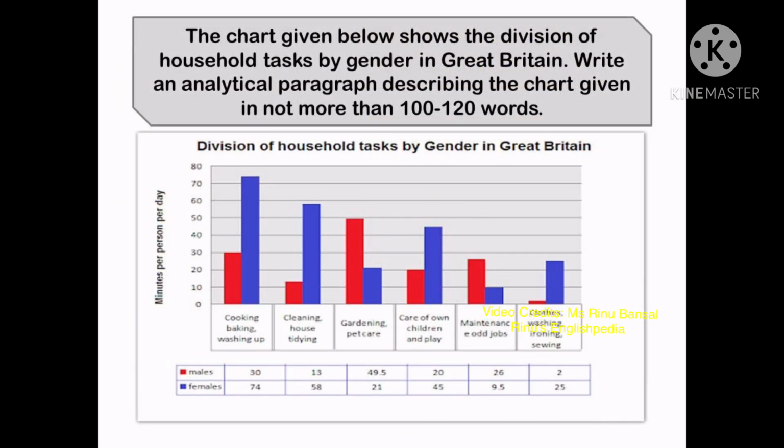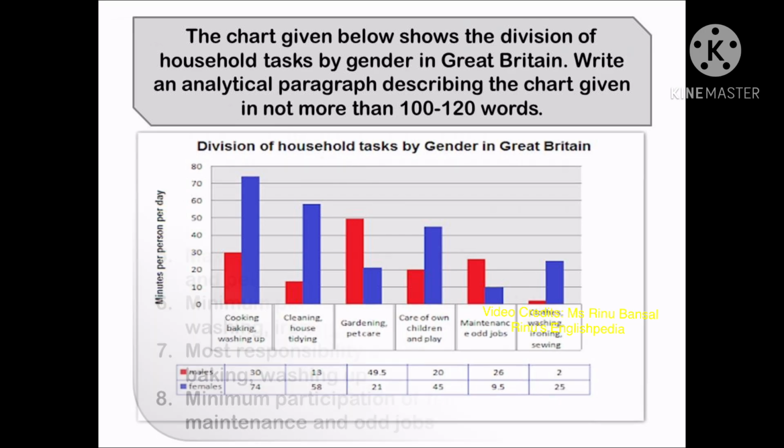The chart given below shows the division of household tasks by gender in Great Britain. We have to write an analytical paragraph describing the chart given in not more than 100 to 120 words. The first step in writing an analytical paragraph is to interpret the data given.